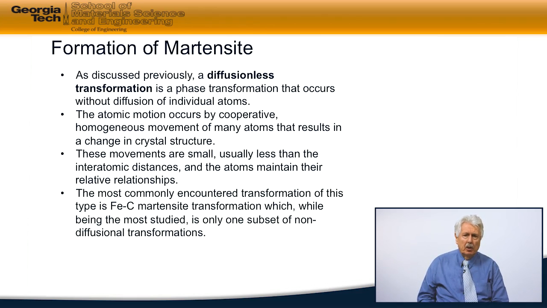And the most commonly encountered transformations of this type, these martensitic transformations, are in iron and carbon, and because of the importance of this material, this will be the focus, although there are other material systems in which martensitic transformations also occur.